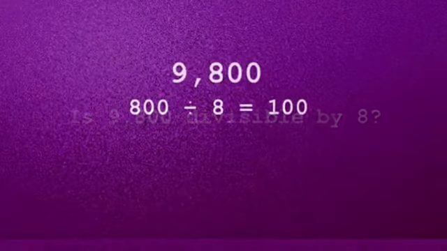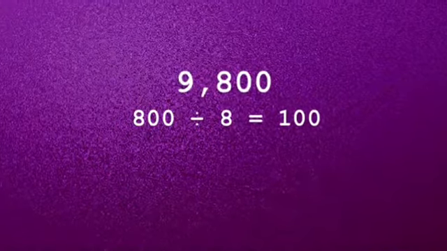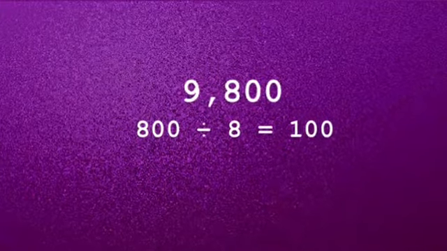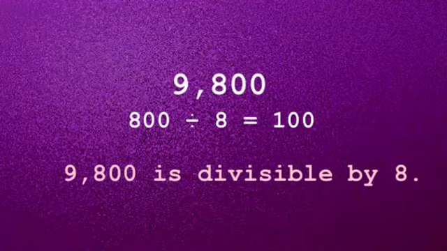Let's see. The rule said to get the last 3 digits, in this case 800, and then we divide it by 8. The answer is 100, which is a whole number. Easy peasy. 9,800 is divisible by 8.